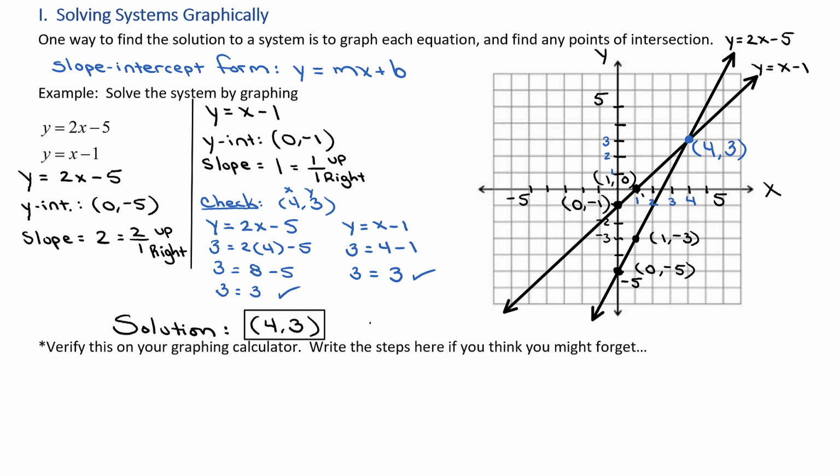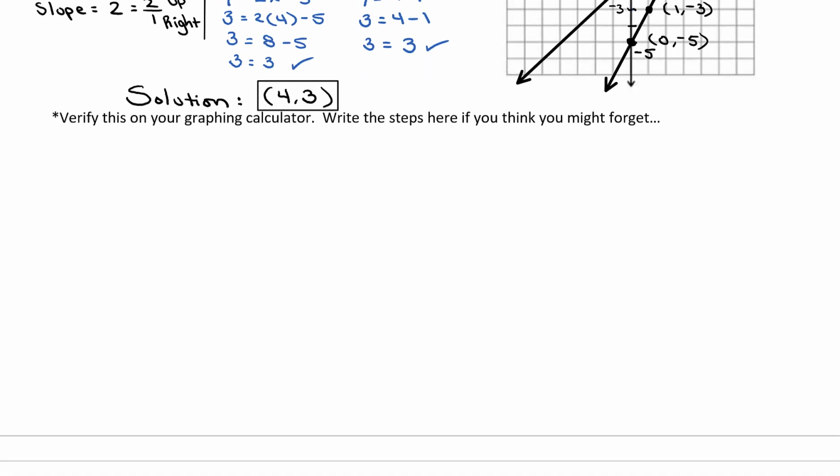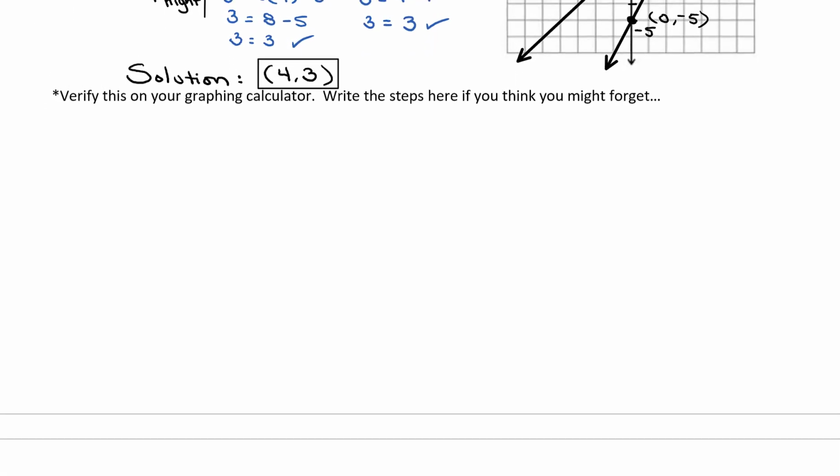Next, we are going to verify this on our graphing calculator. We are also going to write down the steps that we're going to take on the graphing calculator right here so that we don't forget them. So let's take out our graphing calculators, turn them on, and then press the Y equals button. The Y equals button is in the upper left-hand corner of your graphing calculator.